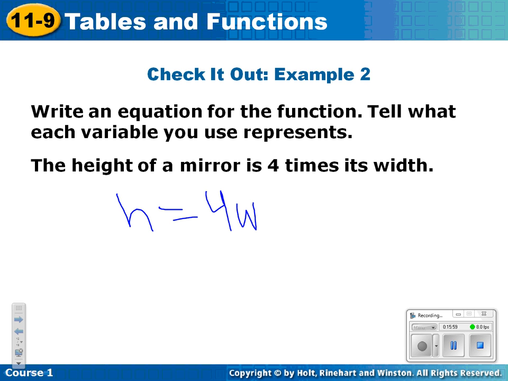Okay, that's the first part of the problem, though. There's 2 parts, isn't it? What's the other part? What do we have to do? Yep. Do it.